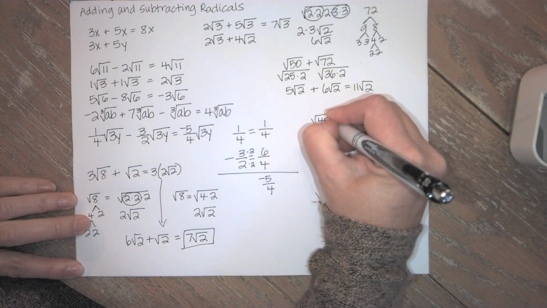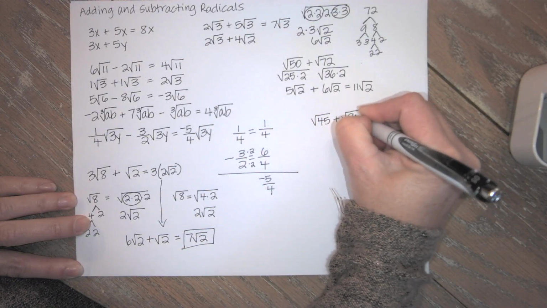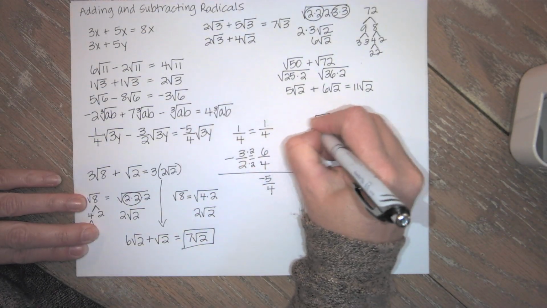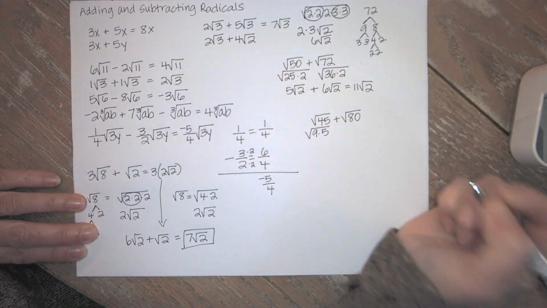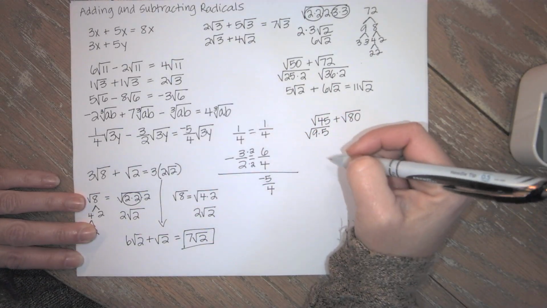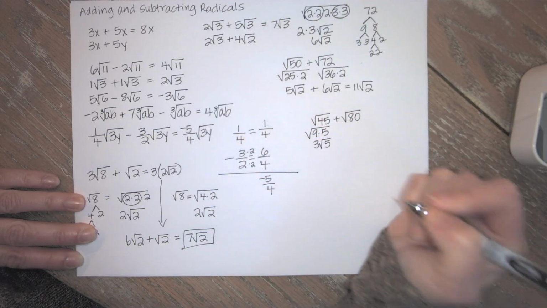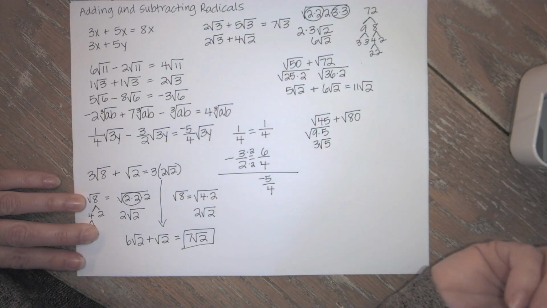Square root of 45 plus square root of 80. So again, if you know your perfect squares and you can figure out which perfect square is the largest one that will go into either of these, then you can simplify them that way. So for 45, I know 9 is a perfect square that will go into 45. So I can break 45 down to 9 times 5. Square root of 9 is 3. So that simplifies to 3 square roots of 5.